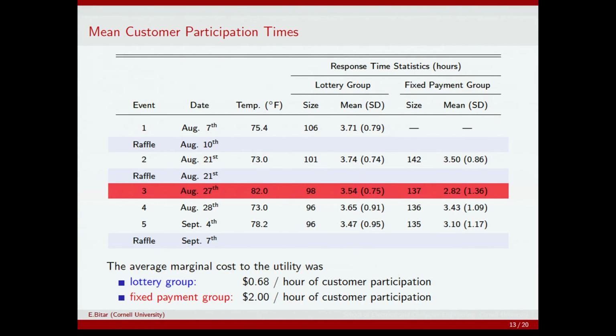So the average cost to the utility at the end of the day, in terms of the average marginal cost, was roughly 70 cents per hour of customer participation time in the lottery group, and again, $2 per hour of participation time in the fixed rebate group.